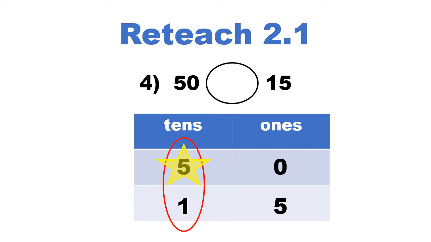All right, now that you've had a chance to do that, let's take a look at the correct answer. 50 is greater than 15. So look at that. Alligator mouth is eating the bigger number, or the greater number rather, and the arrow is pointing to the lesser number.